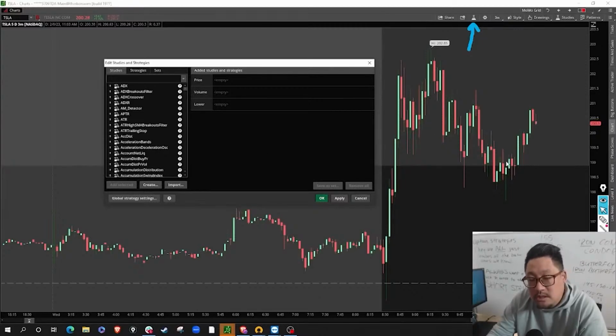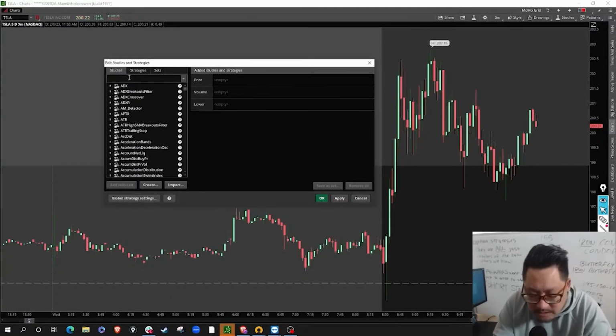Now, for day trading, I actually do like the moving averages. Now, whether you want to use the simple moving average or the exponential moving average on this time frame, they're pretty much the same. What's really notable is the time frame settings that you're going to choose. So let's use the exponential moving average.